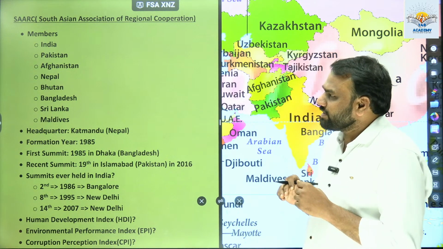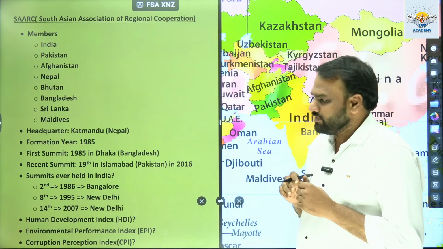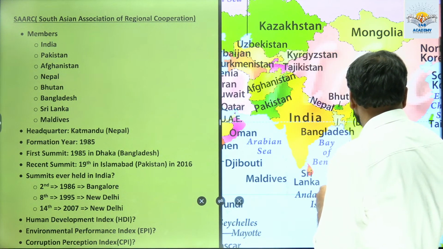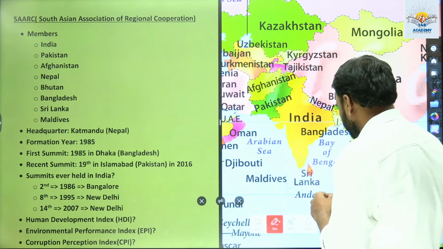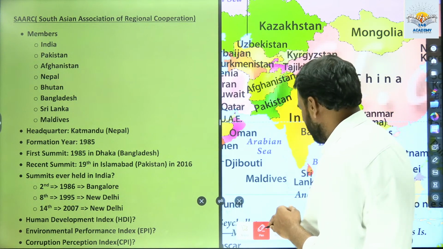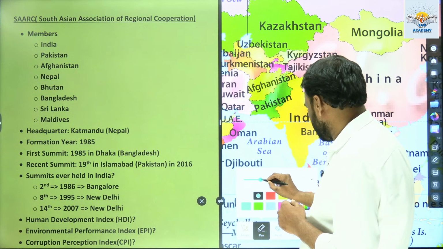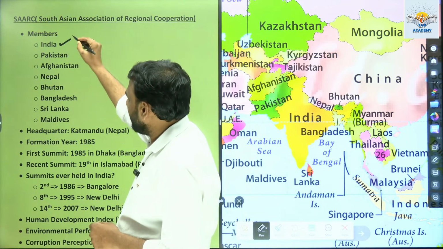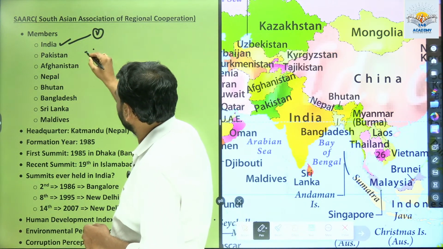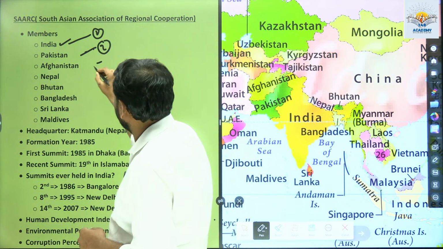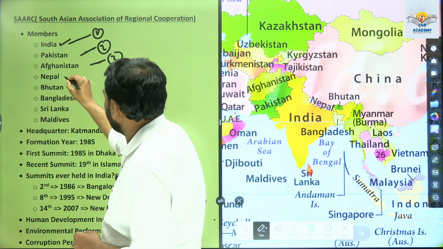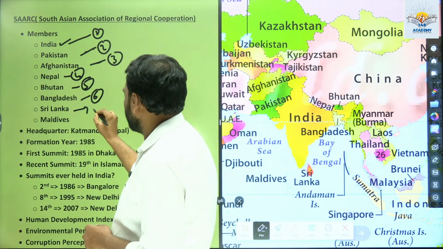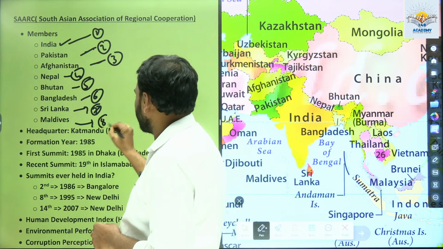For any regional organization, the first thing we need to know is the members. When it comes to SAARC, which are the member countries? We have India, 1. Next, Pakistan, 2. Afghanistan, 3. Nepal, 4. Bhutan, 5. Bangladesh, 6. Sri Lanka, 7. Maldives, 8.